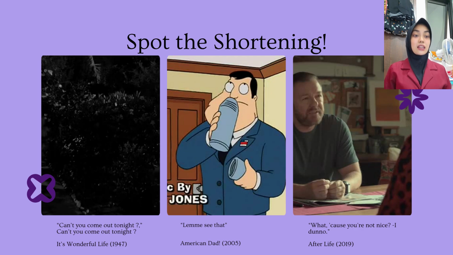Okay, the example dialogue is "Lemme see that." The analysis is "lemme" is a shortened form of "let me". This demonstrates vowel shortening. So "lemme" is a shortened form of "let me". "Let me see that", but in shortened form we can use "lemme see that."